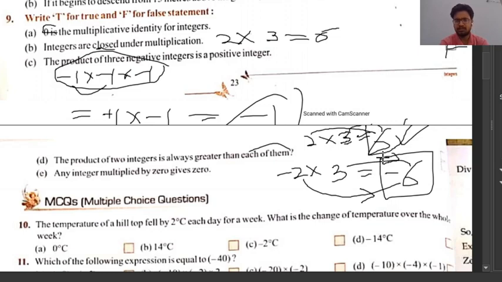In this case the integers are greater and the product is smaller. So in this condition, this violates the statement. It means this is not always true. It depends on the nature of the integers. So this statement is false. Okay.